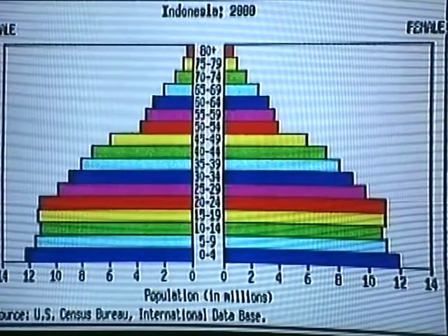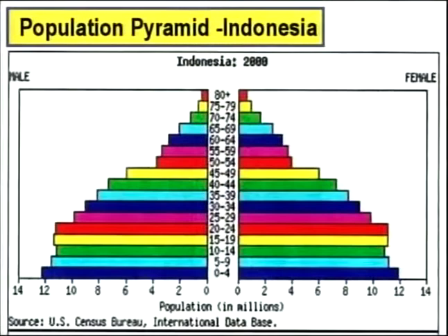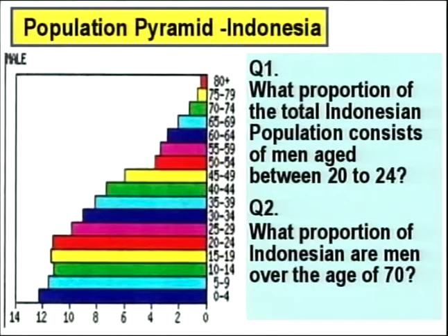Okay, looking at the population pyramid now, let's see if we can answer the following questions. Again, I'll give you time for the completion of that work, and then we'll get the volunteers to give the answers. The first question on the population pyramid: what proportion of the total population of Indonesia consists of men aged between 20 to 24? Question 2: what proportion of Indonesia are men over the age of 70? Okay, we'll have those two questions first. Let's come up with the answers, and then we'll look at the other questions.